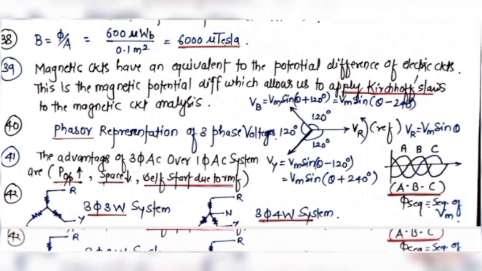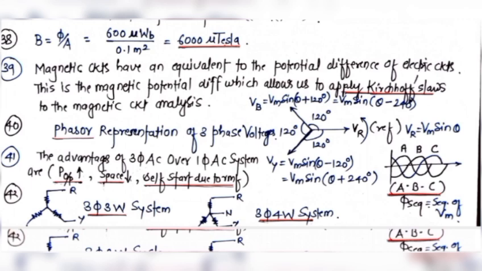This is the phasor representation of three-phase voltages. VR as a reference, and VB will be plus 120 or minus 240, and VY is equal to minus 120 and plus 240. So these are the leading and lagging phase angles between VR, VB and VY. So the phase sequence is ABC.